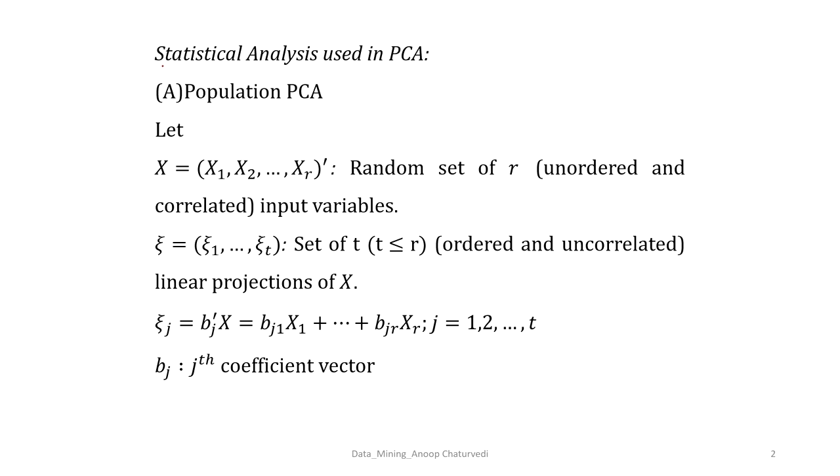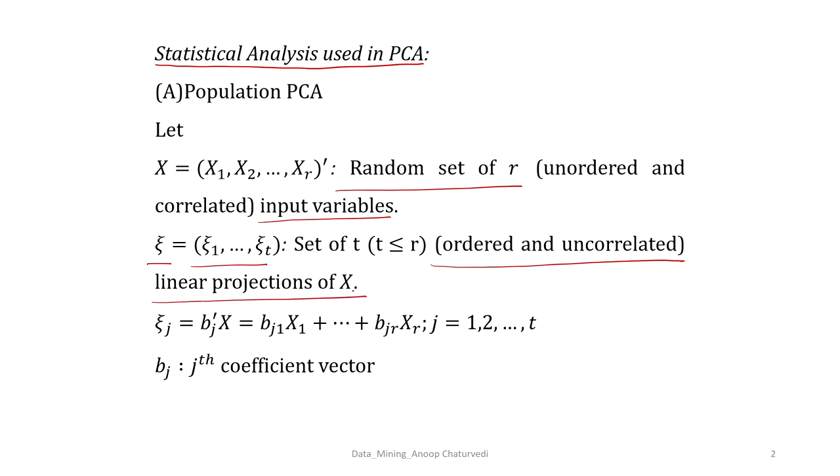Now, we consider the statistical analysis used in principal component analysis. So, first we consider the population PCA, and suppose X, which is equal to X1, X2, ..., XR transpose, is a random set of R unordered and correlated input variables, and psi, which is equal to psi1, psi2, ..., psi T, is a set of T, where T is less than or equal to R, ordered and uncorrelated linear projections of X. So, each of these psi j is a linear projection of X, or x1, x2, ..., xr, and for i not equal to j, psi i and psi j are uncorrelated.